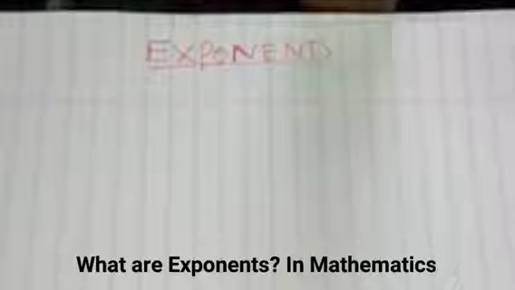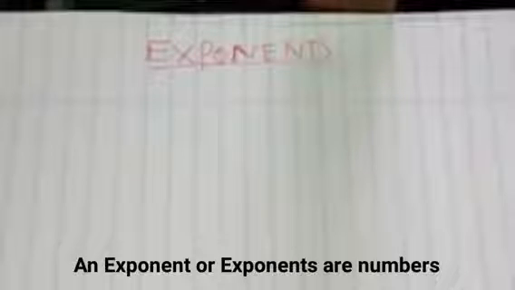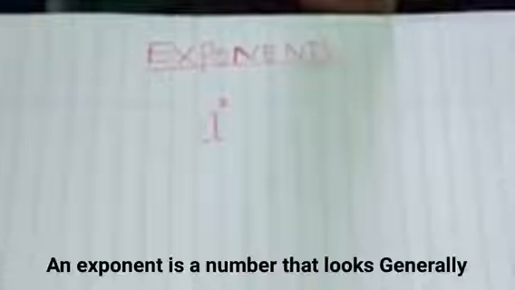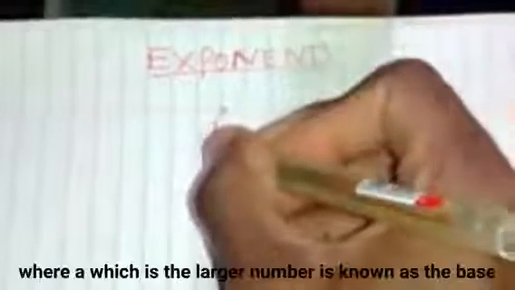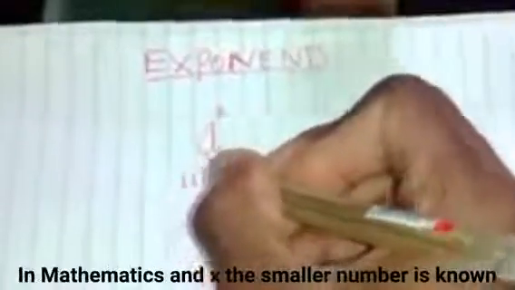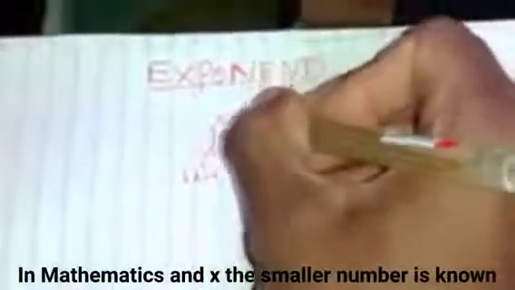What are exponents? In mathematics, an exponent is a number that looks generally like this: A to the 8. Where A, which is a random number, is known as the base, and 8, which is the small number, is known as the power. So in other words, the random number in an exponent is known as the base, while the small number in an exponent is known as the power.